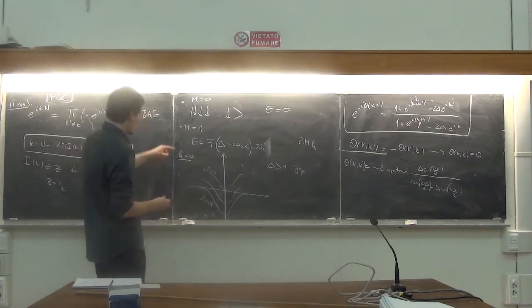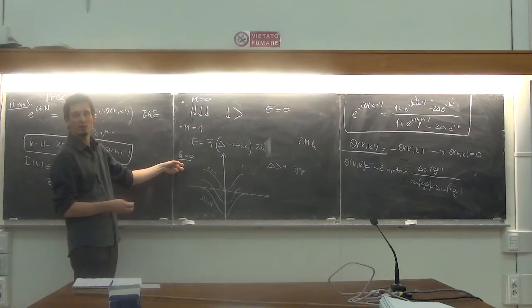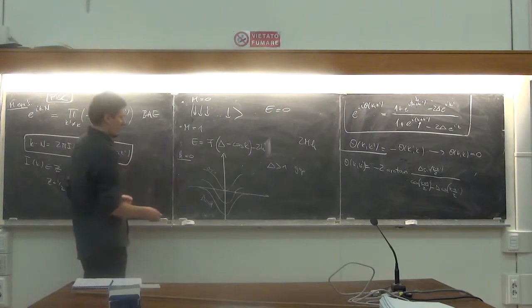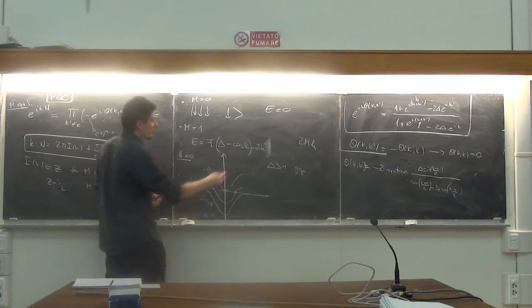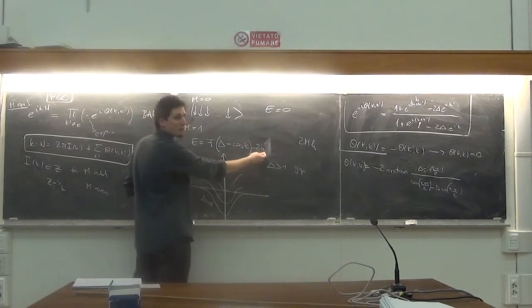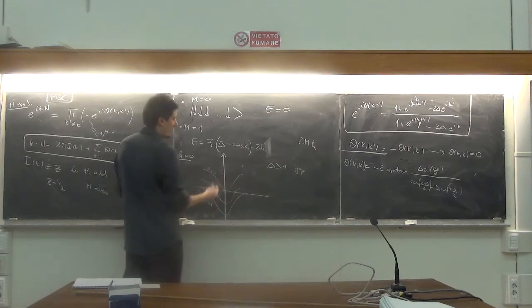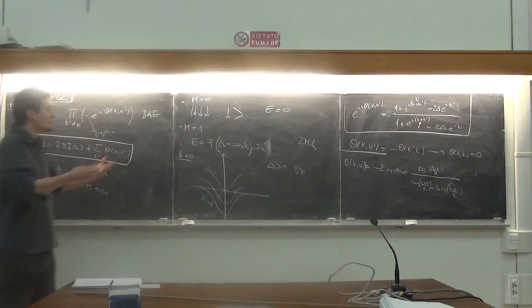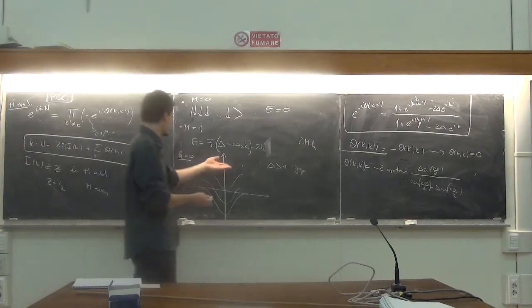Okay, and one more thing: now let's turn the magnetic field back on, and let's suppose I'm in this gapless regime. Of course, if my H is big enough in absolute value, then I can push it up above, like here, and then again, it will be gapped. So I get out of this excitation.